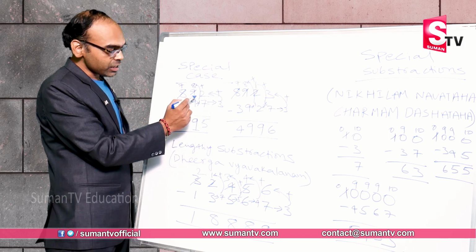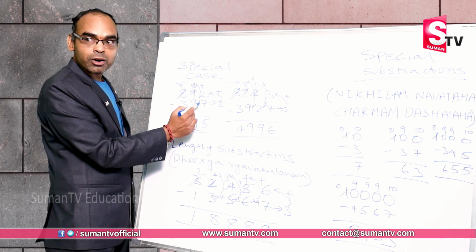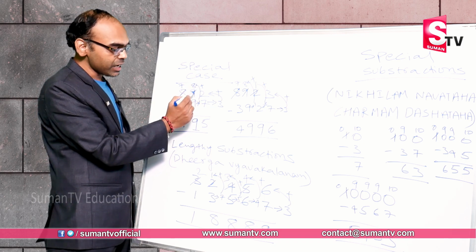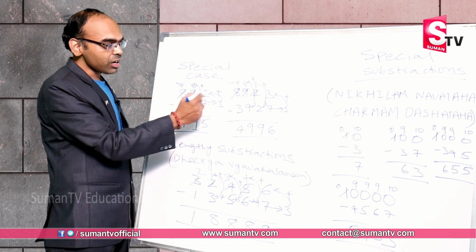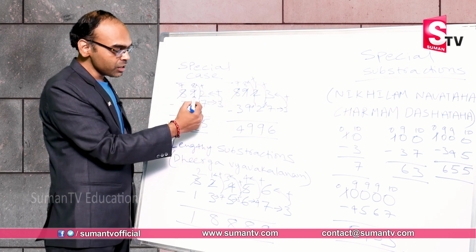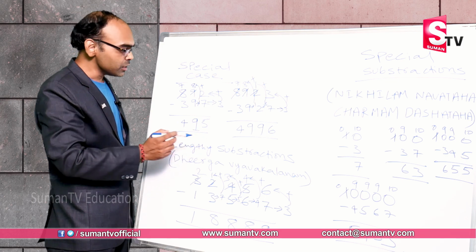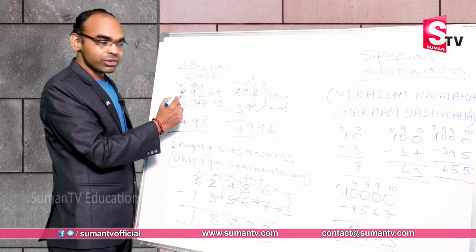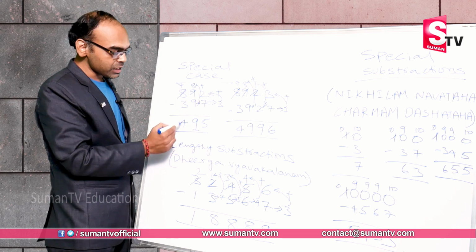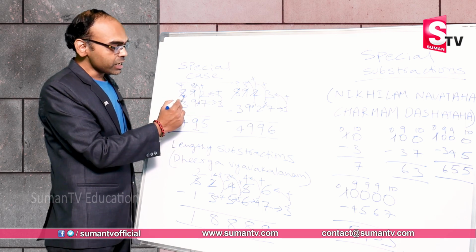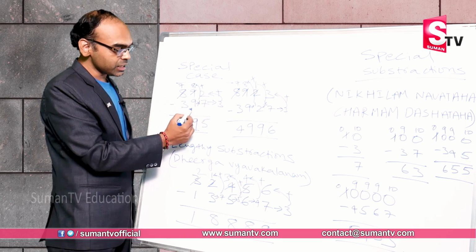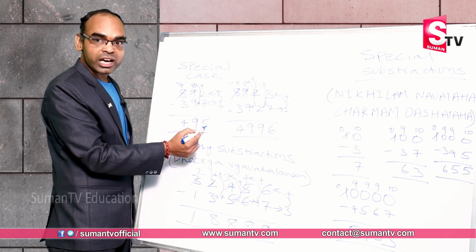And here, actually, 9's complement is 1. 1 plus 8 is 9. But these are all special types of problems. When you are getting same digits, automatically you will get 9 in the middle. So here 8 will be reduced to 7. 7 minus 3 is 4. 892 minus 397 is 495.